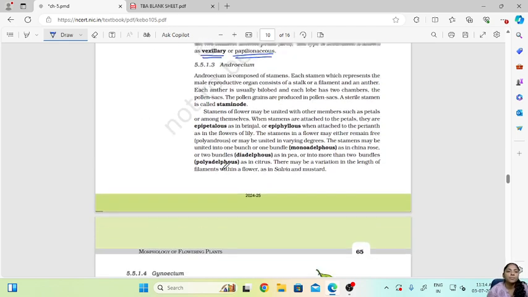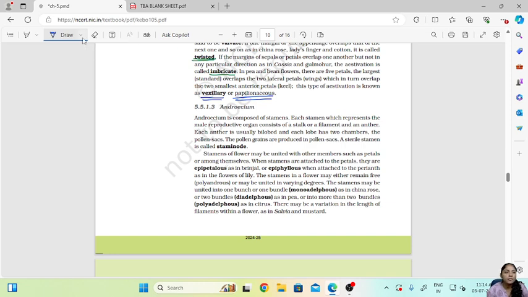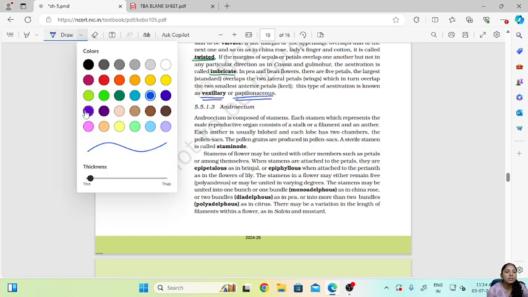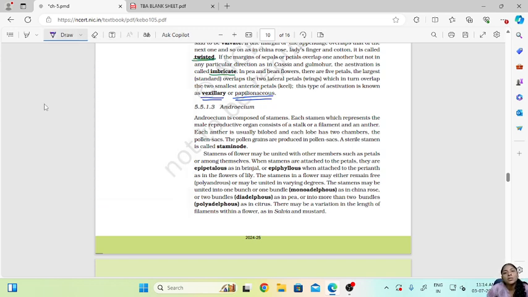Then the next part of a flower is the androecium. Androecium is composed of these stamens. These stamens again have two parts, the anther and the filaments. The filament is the stalk-like structure, and the anther is the part where the pollen grains are produced. Each anther is usually bilobed, and each lobe has two chambers. The pollen grains are produced in the pollen sac, and a sterile stamen is called a staminode. A sterile stamen means one where pollen grains cannot be produced.